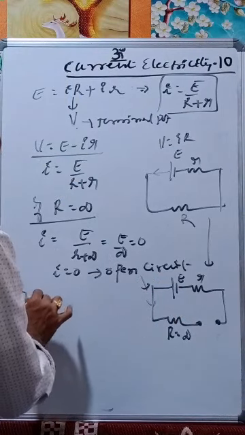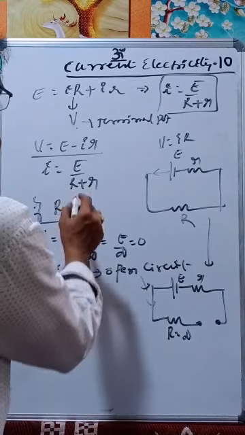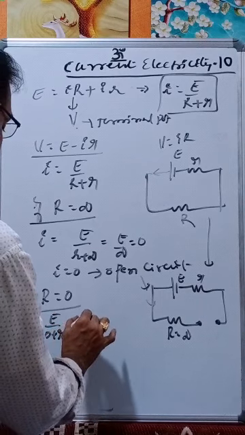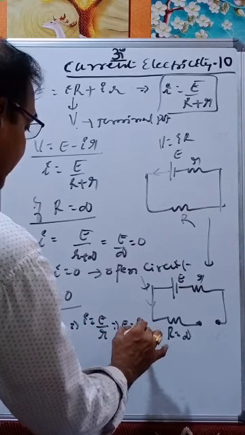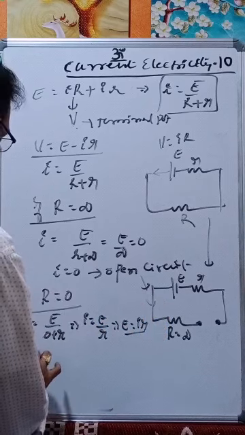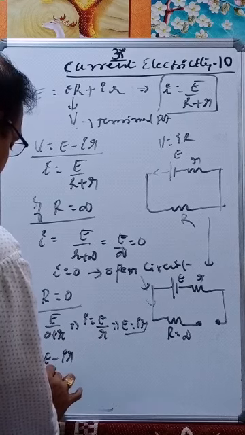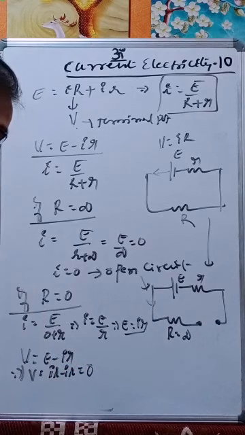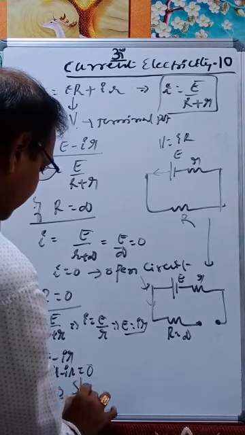Now, if R is equal to 0, then what happens? Then I is equal to E by 0 plus r. This implies I is equal to E by r, so E is equal to I into r. Then what is V? V is equal to E minus Ir. This implies V is equal to Ir minus Ir, that is equal to 0. Therefore V is equal to 0. Then we call the circuit a short circuit.